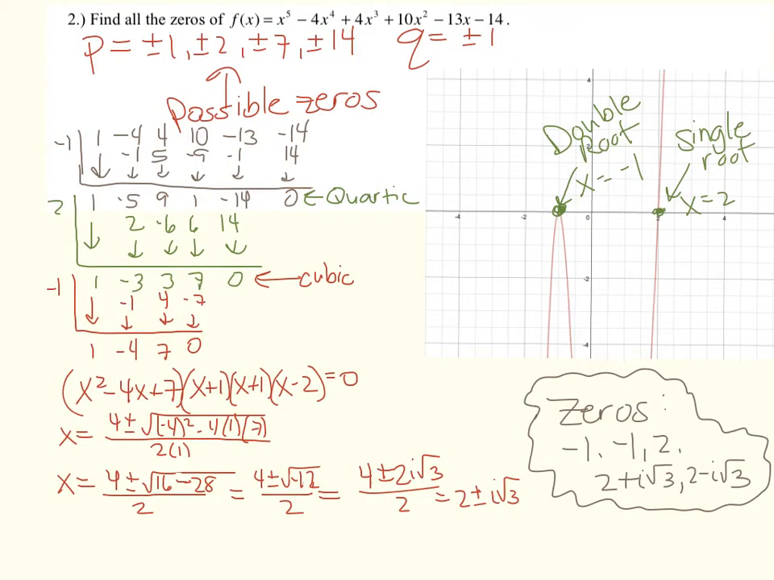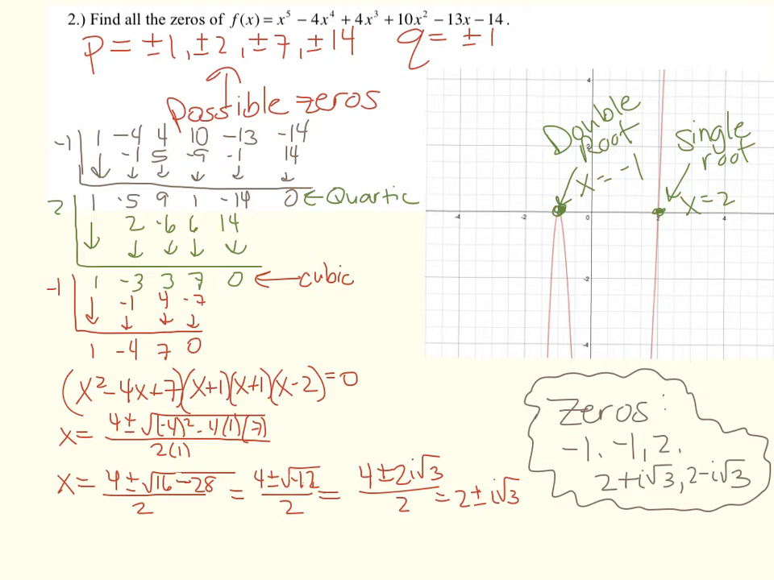Okay, so how did you do with example 2? Were you able to find all 5 zeros? Here's the work for this problem. So the constant was negative 14, which means p, the factors of the constant, would be plus or minus 1, plus or minus 2, plus or minus 7, or plus or minus 14.